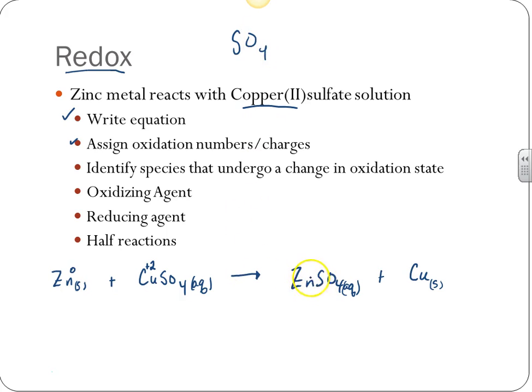Zinc over here has a positive 2 charge, which is its only oxidation state, and copper metal is at 0. Remember, pure elements, always 0. Okay, so for sulfur and oxygen, we can go ahead and assign the oxygen. As usual, it's a negative 2. But if we're looking at sulfate, it overall has a negative 2 oxidation state. So if the oxygen is negative 2, then what's the charge of the sulfur?